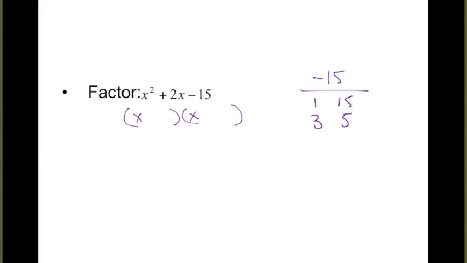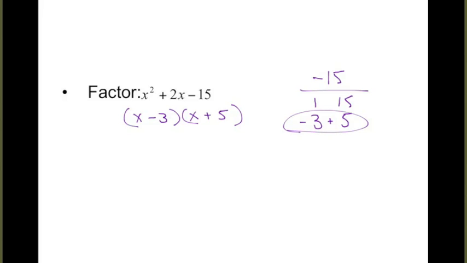We're going for the middle number. So how could I make a +2 here? -3 and a +5 would give me a +2 when I add them together. Do they multiply to give me what I need? Yeah, they multiply to give a -15. So then I put the -3 in one of the groups and the +5 in the other group. That's the answer. That's all.